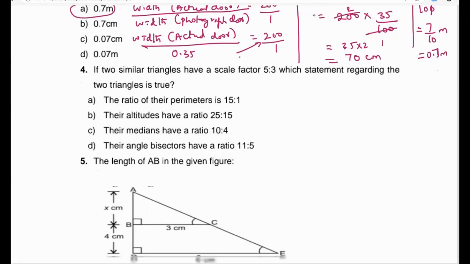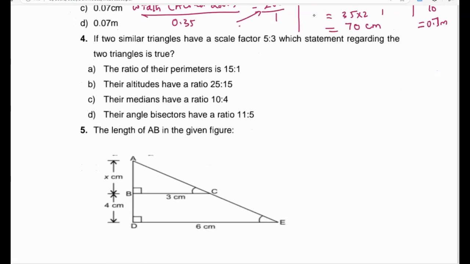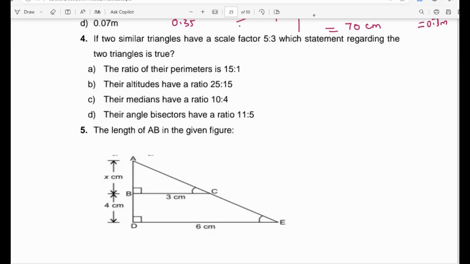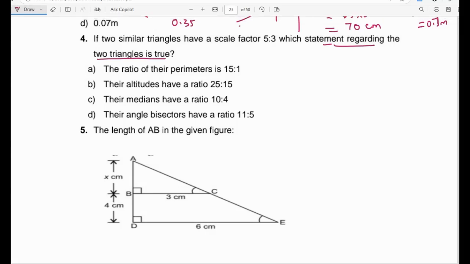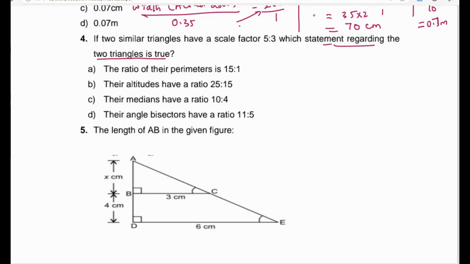If two similar triangles have a scale factor 5 is to 3, what statement regarding the two triangles is true? If the two similar triangles' scale factor is 5 is to 3, which statement will be true for the two triangles? So yeah, it is saying two triangles. And you can just take and check it out.